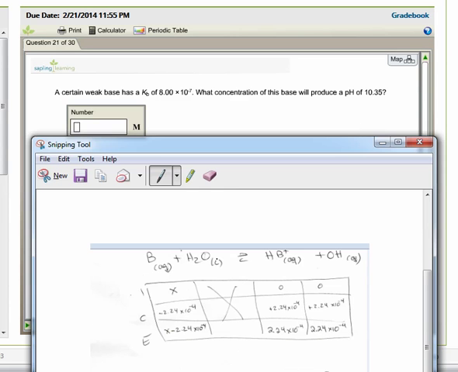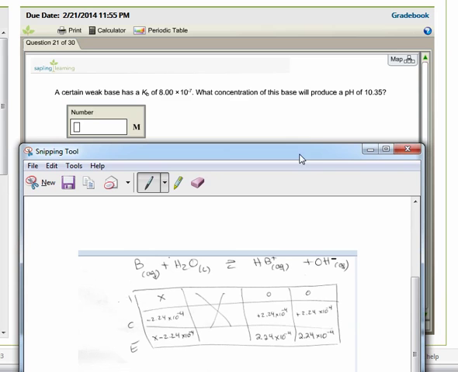Okay, so the first thing that I want to do is write a generic equation for the dissociation of a base in water. Any weak base is going to react with water and accept a proton from water to form its conjugate acid and hydroxide.